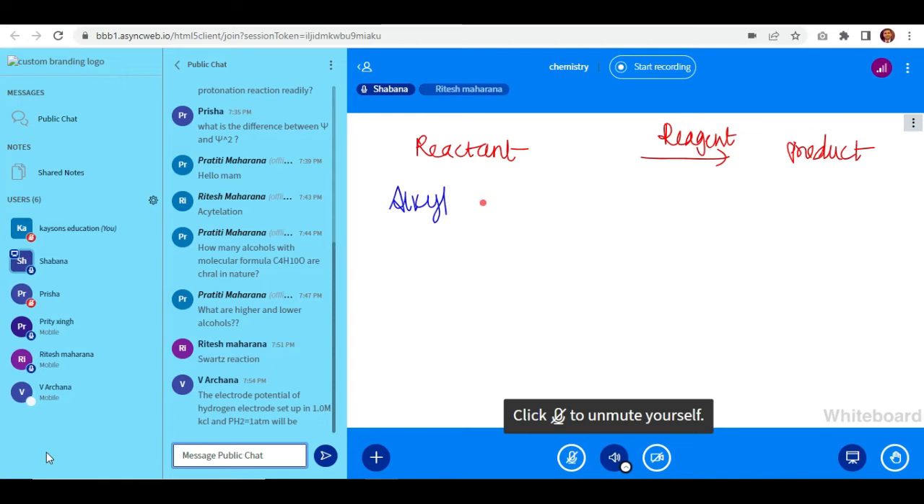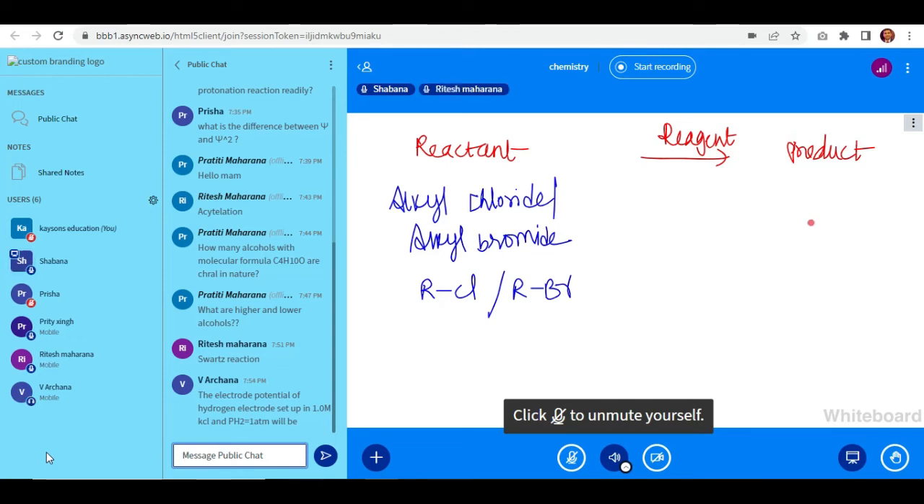So in this, the reactants are alkyl chloride or alkyl bromide, so RCl or RBr. These are the reactants. So always in this reaction, the product is alkyl fluoride only. Why alkyl fluoride? You are taking chlorine or bromine, but how did you get fluorine here?